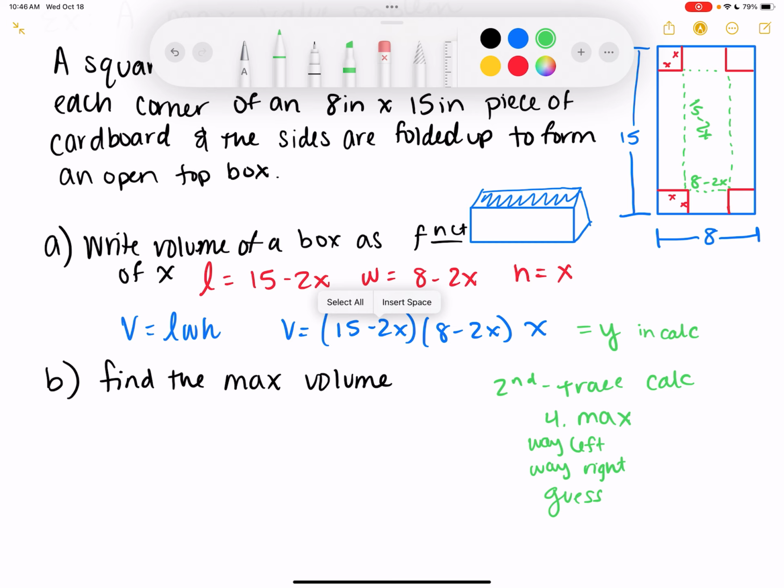So the max volume would be 90.74 inches cubed, and we got this from the calculator. I got it now. Got it now? Okay, good.